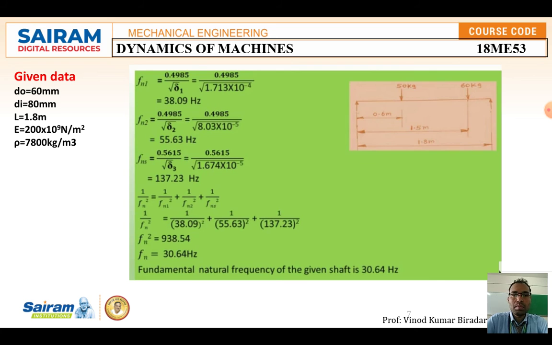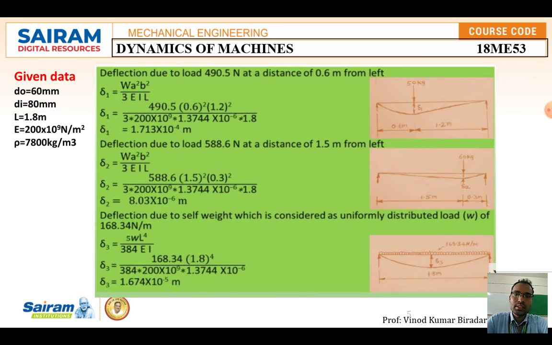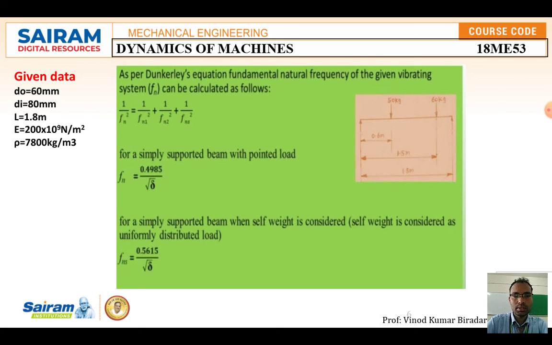You have to remember in this problem the natural frequency formulas for simply supported and self weighted, uniformly distributed load. If you understand that, you are going to solve this. To find the natural frequency, I am going to use one method. There are n number of methods. I am using the Dunkerley method here.